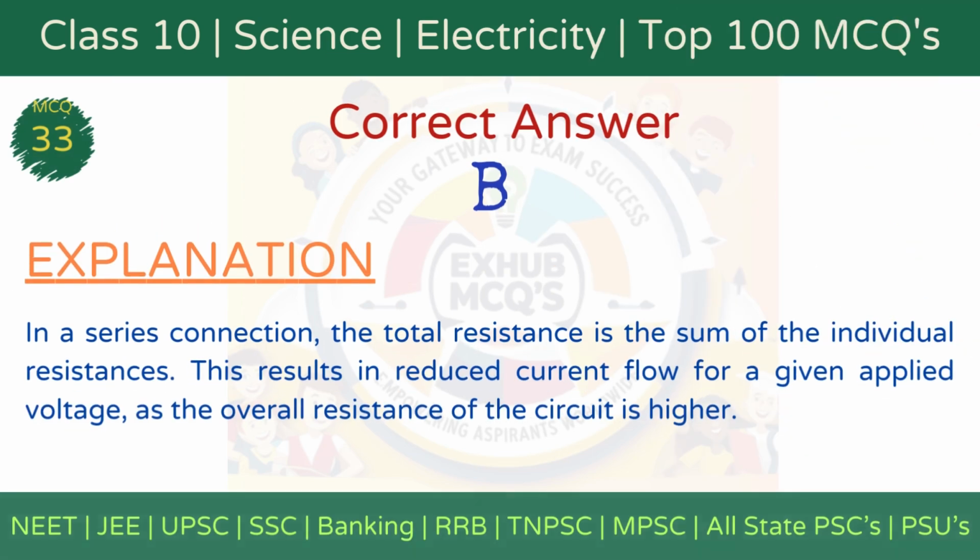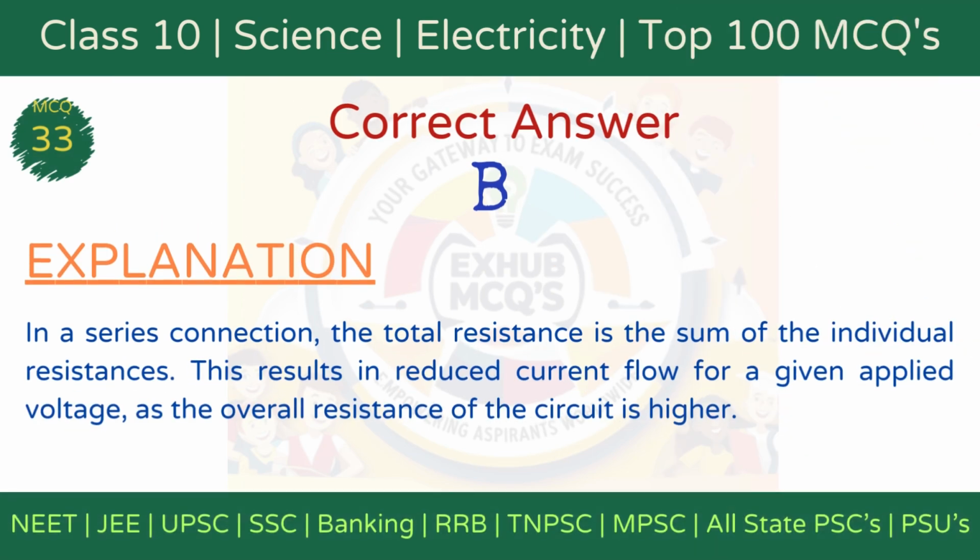The correct answer is option B, total resistance increases. Explanation. When resistors are connected in series, their resistances add up. This increases the total resistance, reducing the current flow for a given applied voltage.